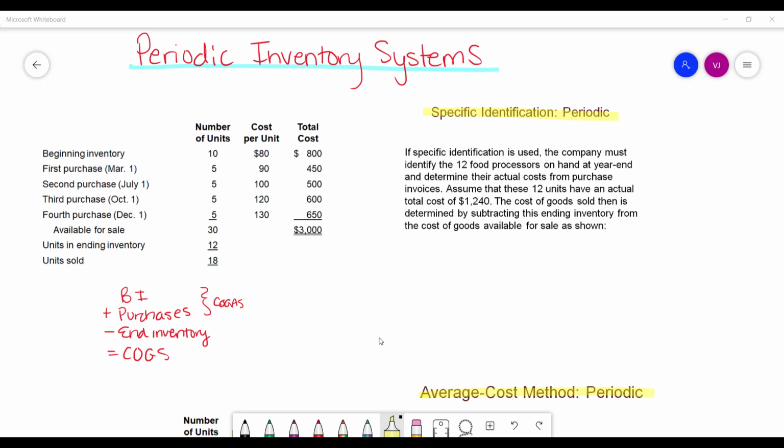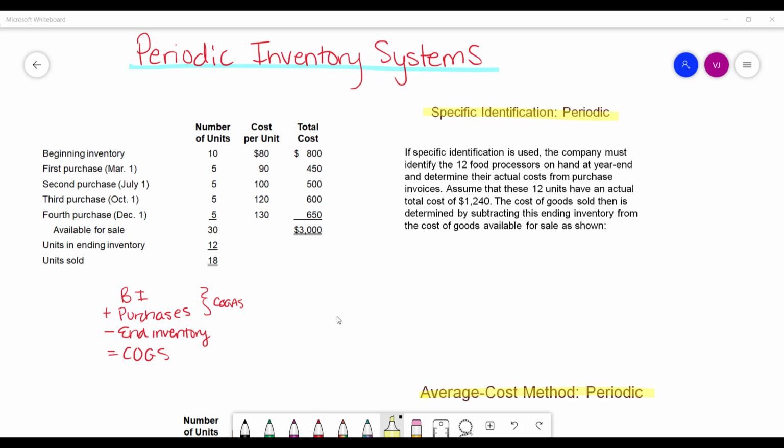Welcome to part 5 of our chapter 8 discussion. So in the first two videos, we were looking at these different cost flow assumptions and the specific identification method, all from the perspective of a perpetual inventory system. But what about if we're using a periodic inventory system instead?